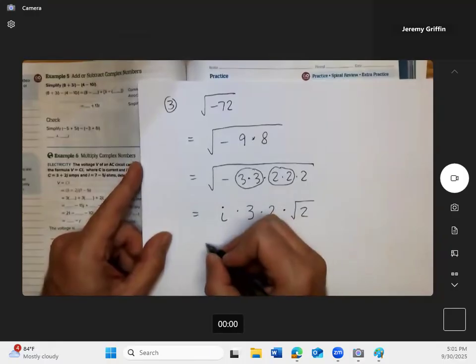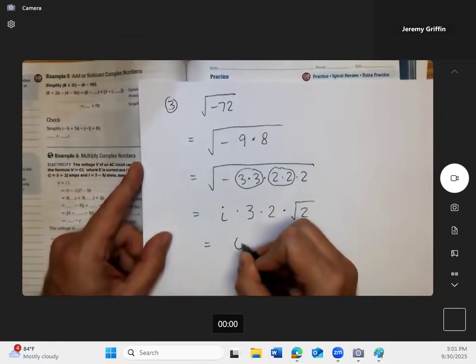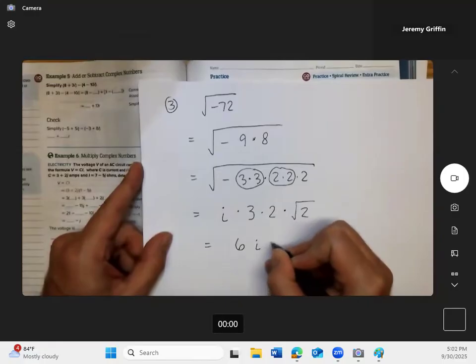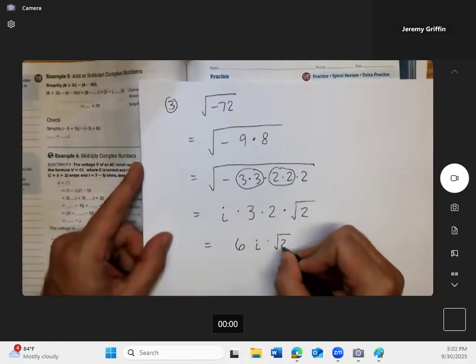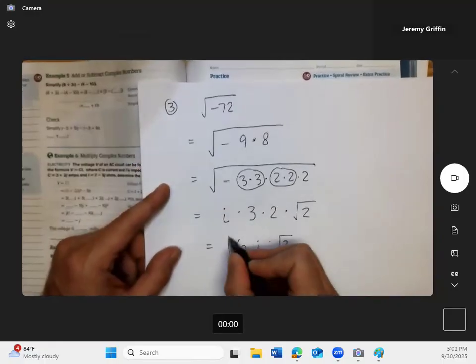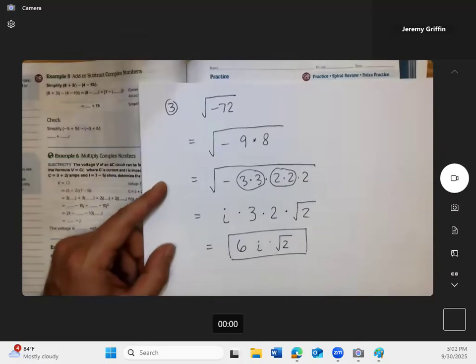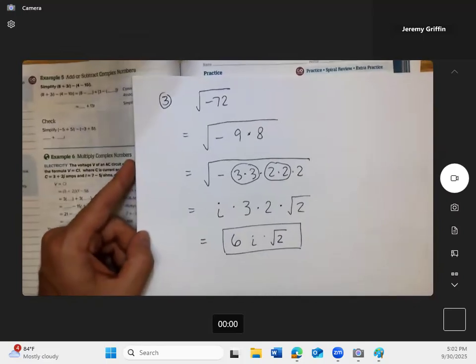As a matter of format, see your book, put the 6 in front, followed by the i, and followed by whatever's left in the radical. So I'll write it that way too, in case you're thinking about what order you put everything in. So that's the answer right there.